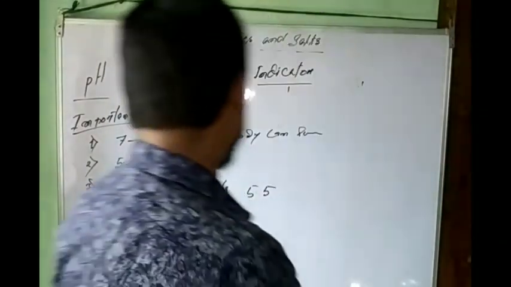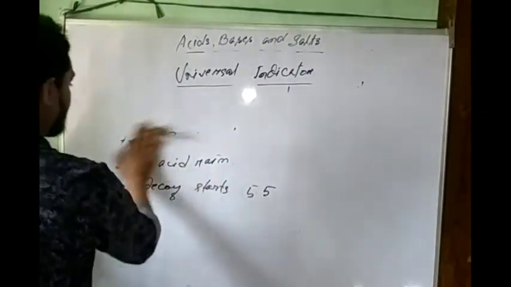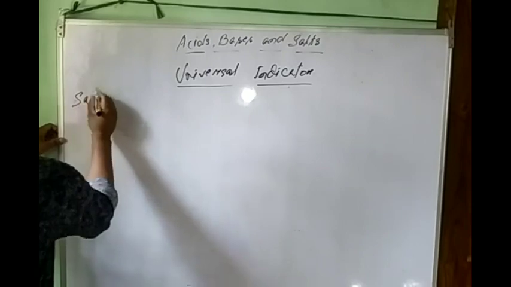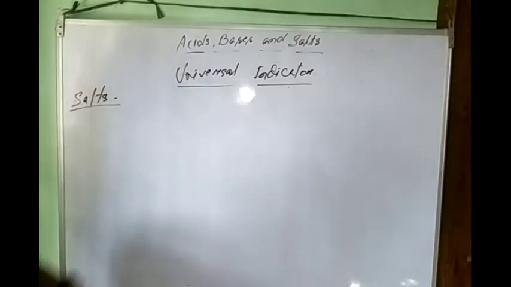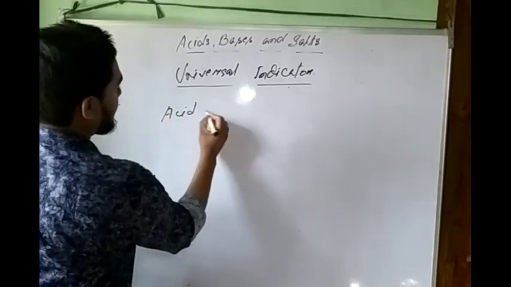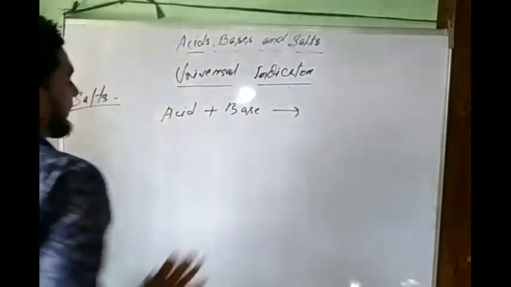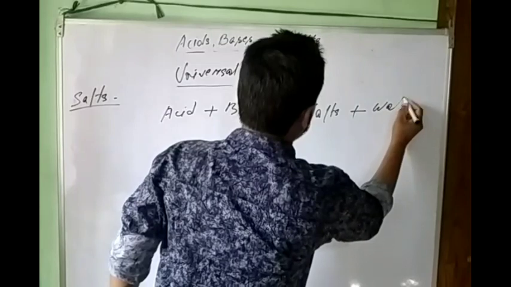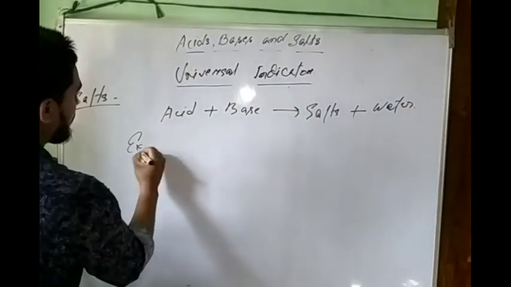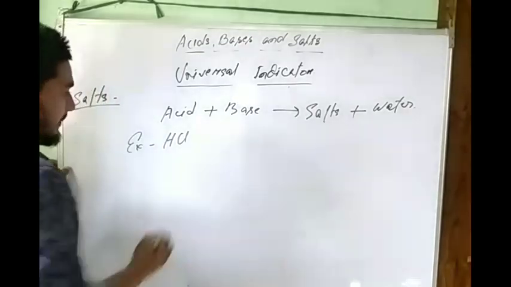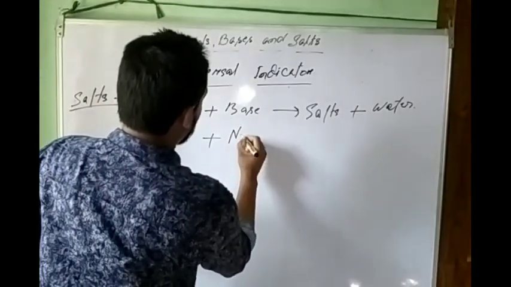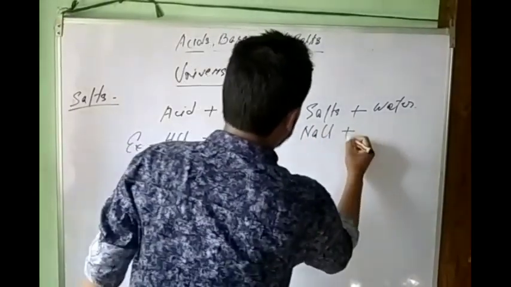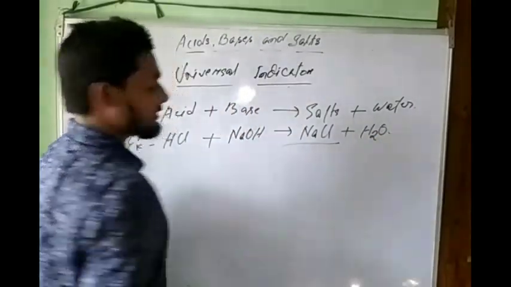Now, let us start salts. What are salts? When acid and base react together, they form salt and water. For example, when hydrochloric acid, HCl, reacts with a base, suppose sodium hydroxide, it produces a salt called sodium chloride, NaCl, and water. So this is our salt.